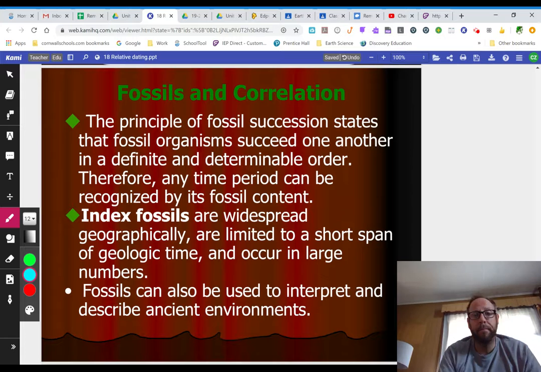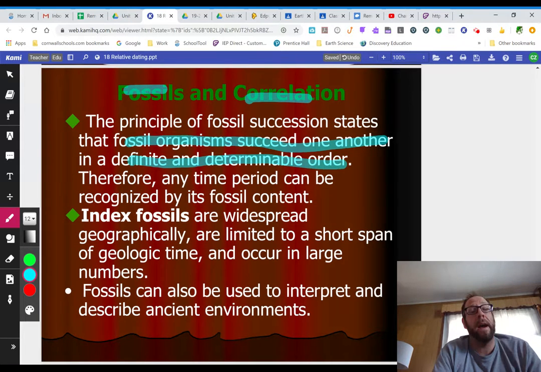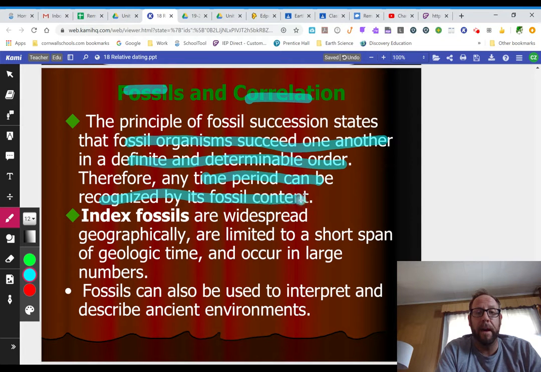So how we do this, we have fossils and we correlate the fossils. So basically, fossil organisms succeed one another. One comes after the other in a definite and determinable order, like how humans are here now, but trilobites were millions of years ago. All right. So then we could recognize the time period if we find a fossil. So if we find a trilobite, we know it was from millions of years ago.